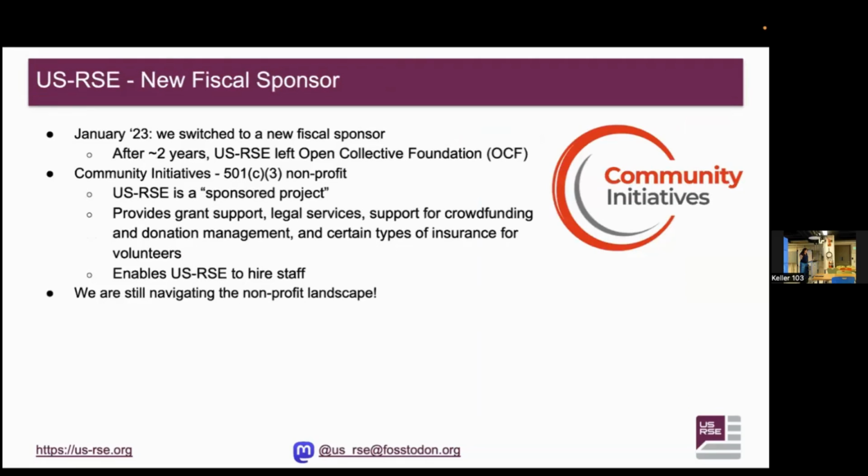Since last year, we have a new fiscal sponsor, Community Initiatives. That means we are a non-profit when it comes to taxes. We are independent of the university now. That provides support for legal services and HR, so that with them, I could have a position as executive director, and we can have a position for a community manager, who we hired just in December. So we are still navigating the non-profit landscape.